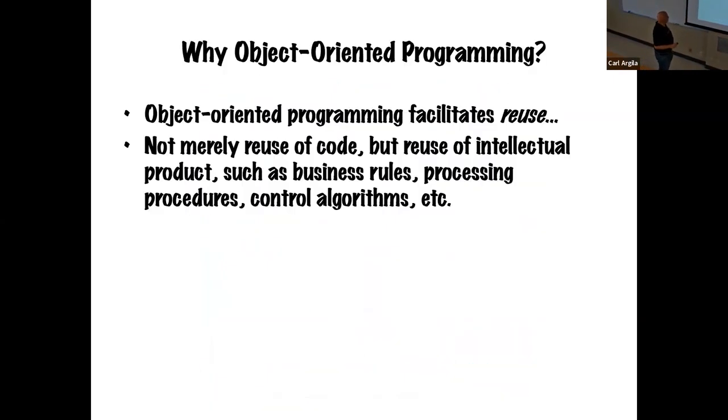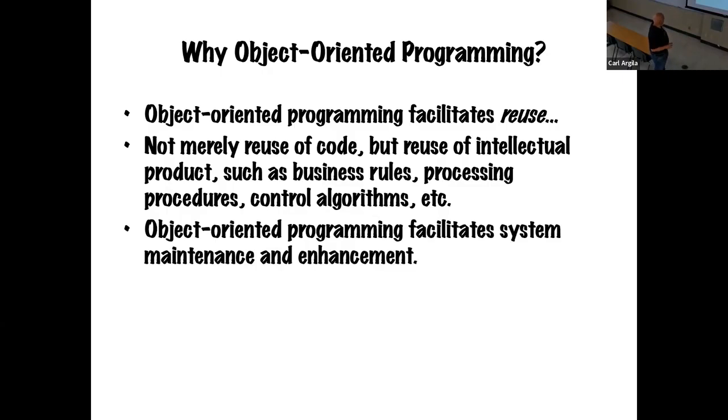Let's see, it facilitates reuse. And it's not merely reuse of code, but reuse of intellectual product, such as business rules and processing procedures and control algorithms. If you have some special algorithms that control some kind of machinery and you encapsulate them and put them into an object, then when you change the machine, you don't have to change your whole system. You just change the controlling object. Okay, let us see what else.